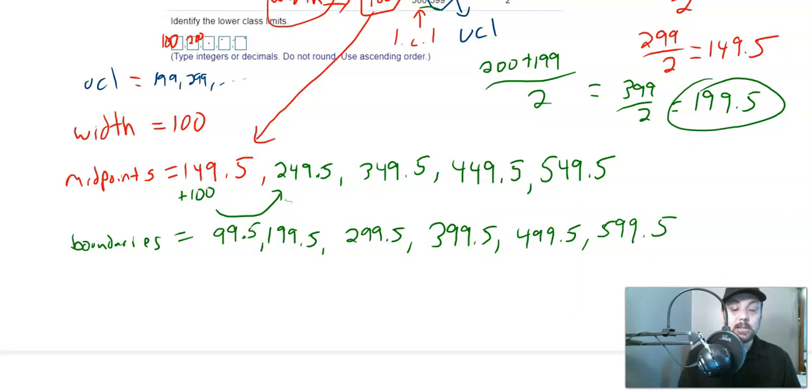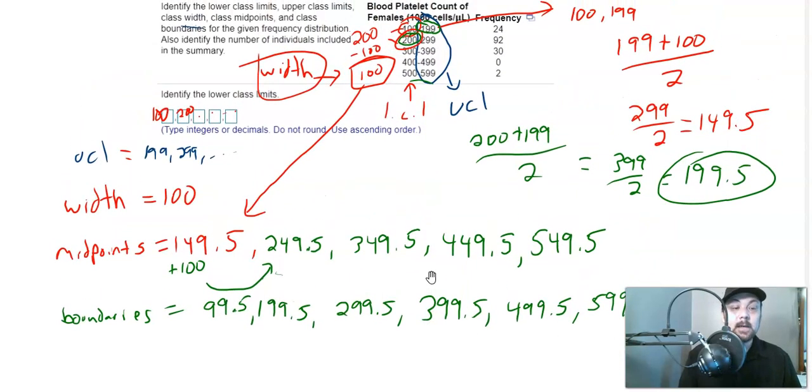The last question it asks on this problem is, identify the number of individuals included in this summary, and to find the total number of data values, which is what that's really asking, you add up the frequencies. So we have 24 plus 92 plus 30 plus 2. And so that's going to be 8, right? 4 plus 2 plus 2 is 8. And then we'll have 12, 14, it looks like 148. And that's going to be the total number of individuals included in the summary.